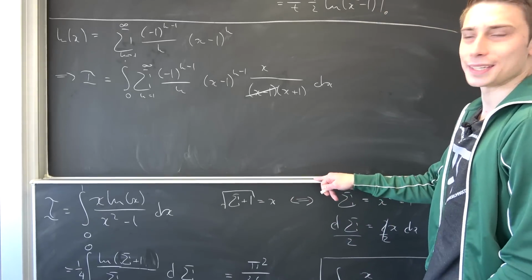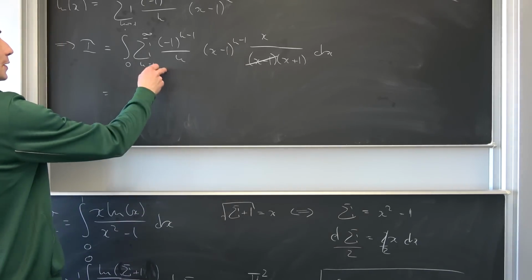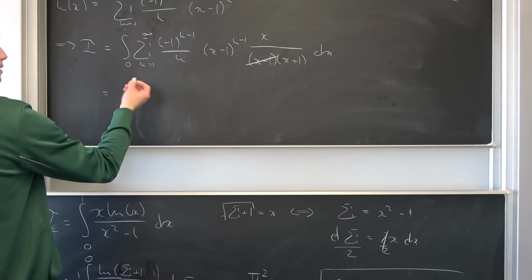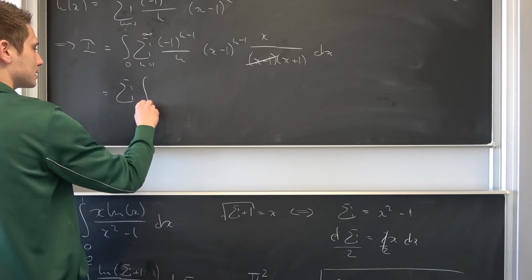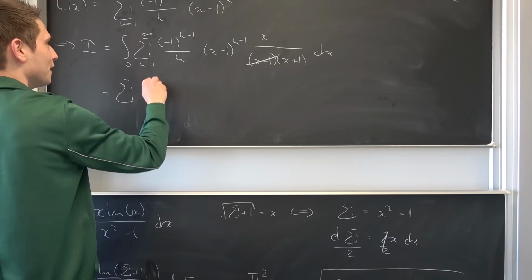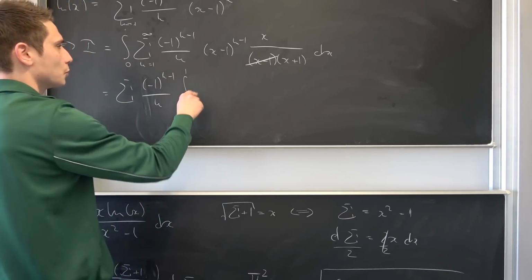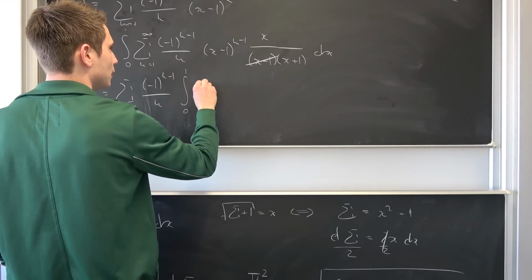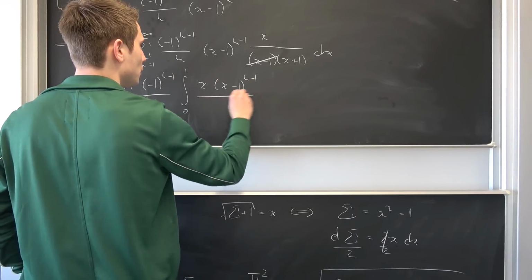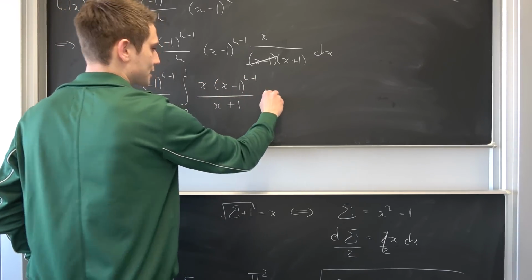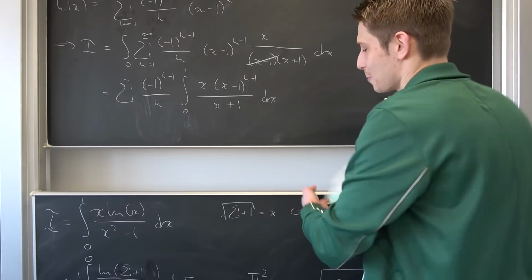Yeah, that's absolutely disgusting. So the next thing I did was drag stuff to the outside. That's not relevant right here, so just the sum. I'm going to put it like this. Then we are going to have this -1 to the k minus 1 power over k. And we also have this integral from 0 to 1 of, well, now we have x times x minus 1 to the k minus 1 power over x plus 1 dx. And I don't even want to know what my next step was. You probably want to know.